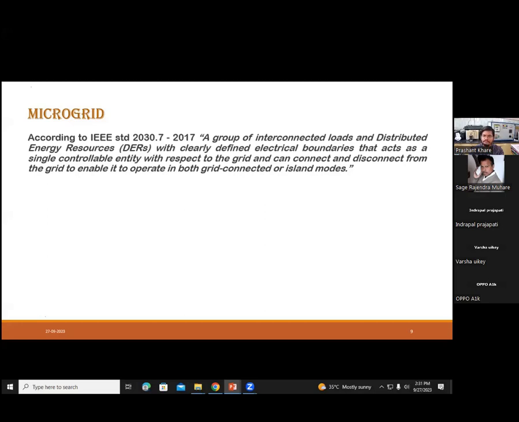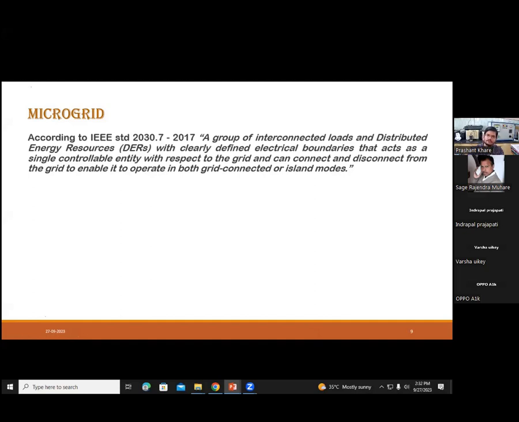Okay, a microgrid will behave either as a load or as a source from the perspective of the main utility grid. So it can connect and disconnect from the grid to enable it to operate in both grid-connected and islanded mode. If your microgrid is connected to the main grid, it is called grid-connected mode. If your microgrid is disconnected from the main grid, it is called islanded mode.